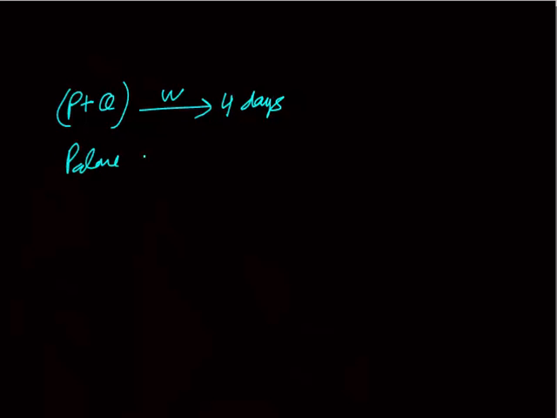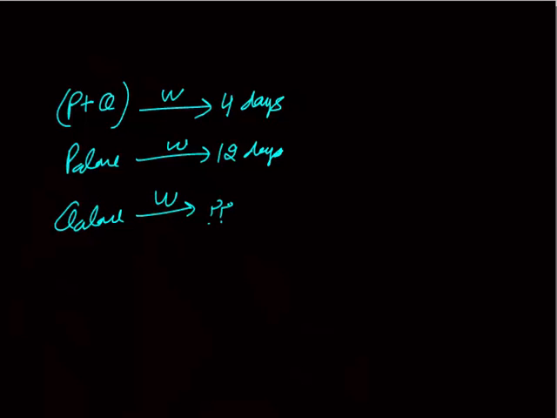Let's take the second example. P plus Q together can complete a work in 4 days. P alone can do the same work in 12 days. My question is, Q alone will do the same work in how many days? Now as I told you, you have to solve all the questions from now on with a logical method, because it is so simple that you can solve the question in less than 20 seconds.